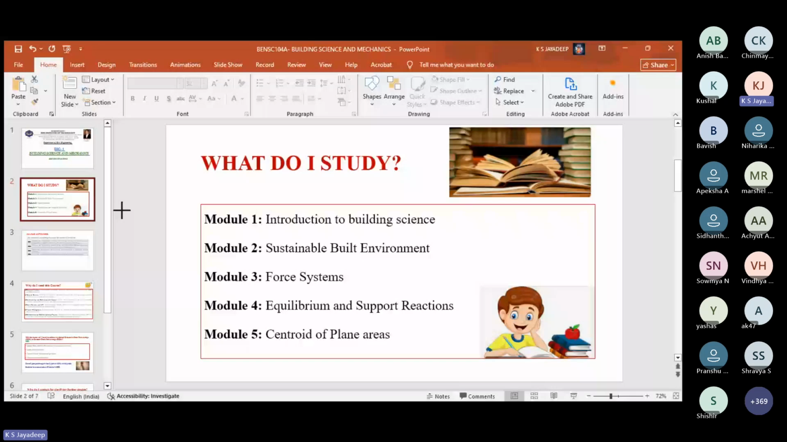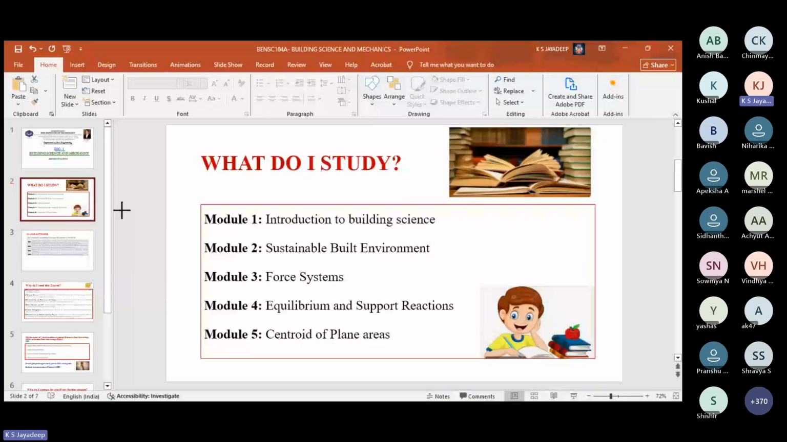In the first module, it will be about the introduction to building science, where it's about the basic concept of what is civil engineering and what are the different areas of civil engineering. To summarize it, it will be just like a tour of how civil engineering connects to the world around us. It's about basic civil engineering things.